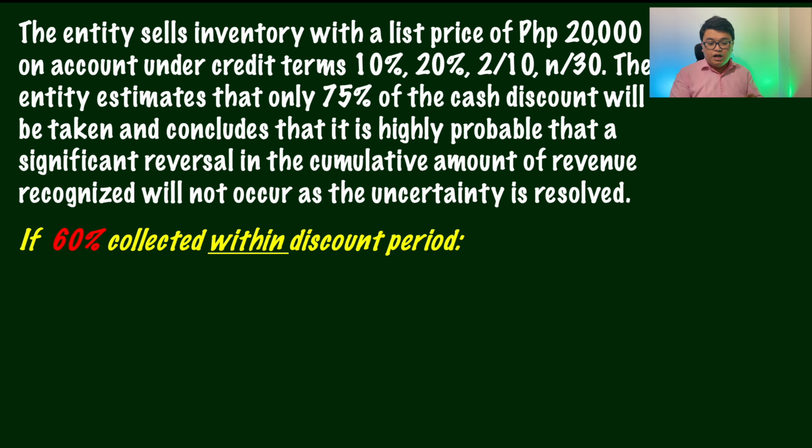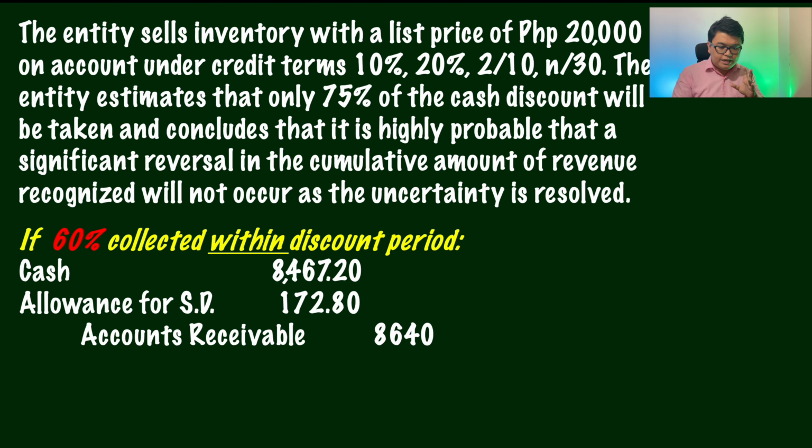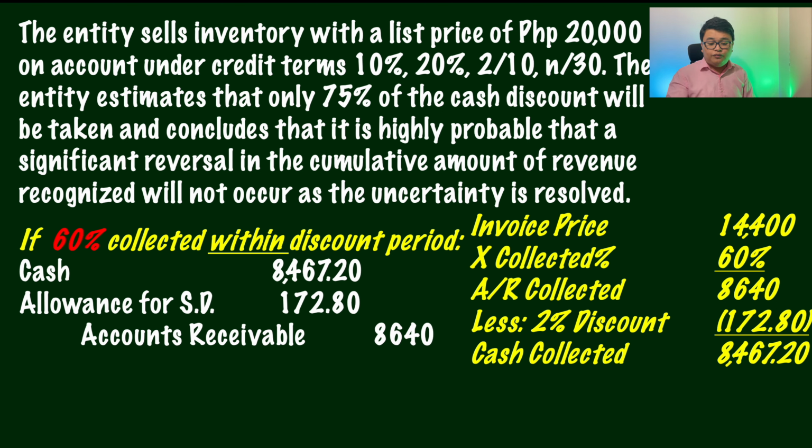However, if not the entire 75% estimate is collected, only 60% is collected within discount period, then the entry would be debit to cash, let's say 60% of 14,400, the invoice price is credited under the accounts receivable of 8,640, right? And then the 2% discount for that is 172.8. Once we deducted 8,640 minus 172.8, that will represent the cash collected for 8,467.2.